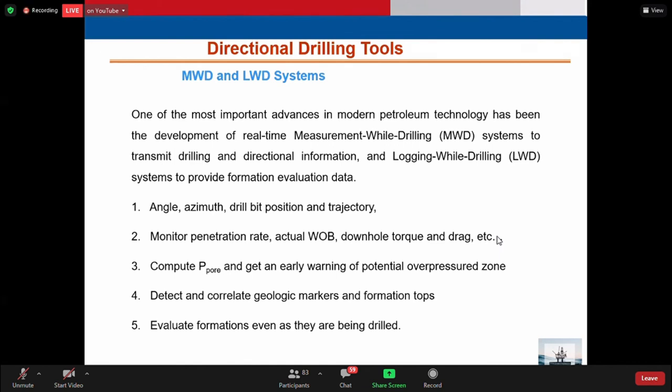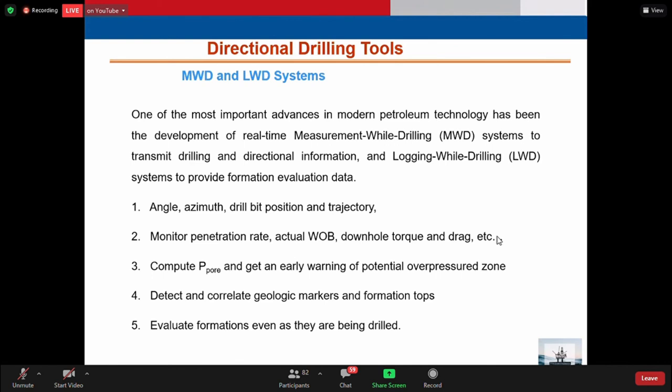This computation of the pore pressure tells me that if I modify my variables in underbalanced drilling, it can go to a kick and blowout. So the MWD measurement while drilling tools and logging while drilling tools allow us to compute the pore pressure. If any problem happens, or we cross an abnormal formation structure, it will give me a warning to update or change the model. Also, it detects and relates to the formation structure.